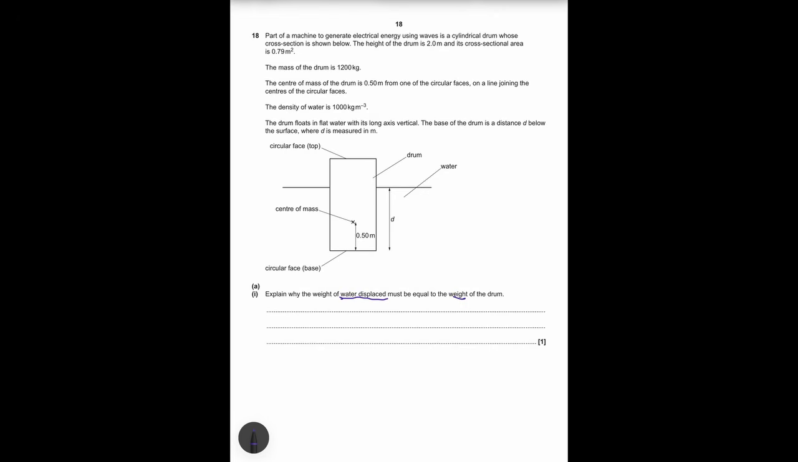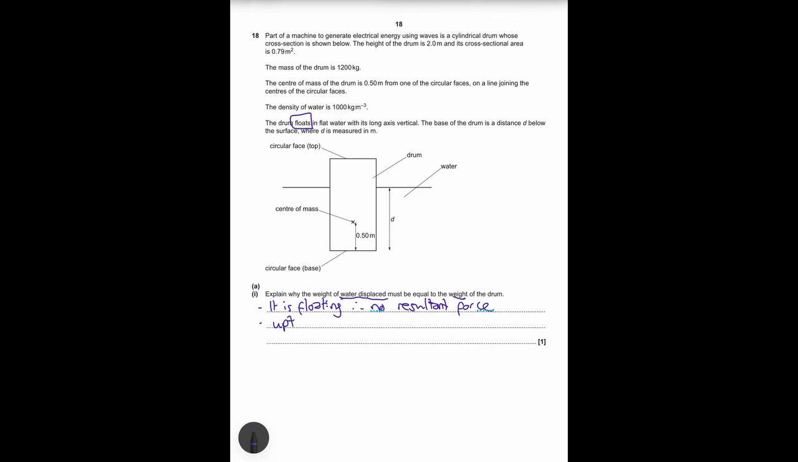So why does it have to be equal to the weight of the drum? Well, what is Archimedes' principle? Archimedes' principle is that the up thrust is equal to the weight of water displaced. So why does that have to be equal to the weight of the drum? Well, is there something in there that's showing me that the forces balance, it's stationary, there's no resultant force? Yeah, it's floating. So I'm just going to put it's floating, therefore no resultant force. And I'm using the words no resultant force rather than forces balance because this is the one that always gets you the mark.